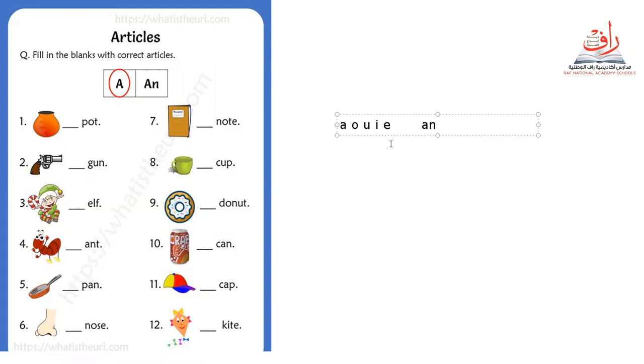Let's go to the exercise again, okay? The first one, pot, pot. Does it start with a vowel? No, it's not one of the vowels, so we should choose a. Yes, or the capital letter, it's better. Number two. Gun. Does it start with a vowel? No. So we should put a before it. Excellent. Good job. Number three, skip it, please.